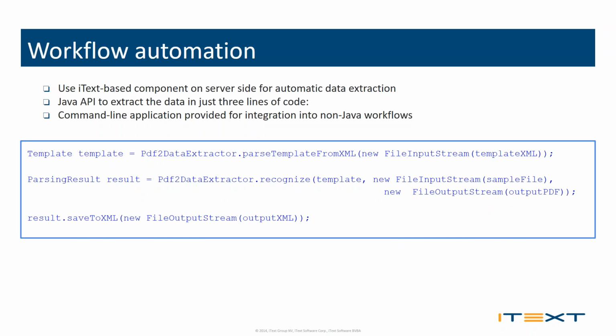When it comes to further integration, it's really three lines of Java code which say that you want to use a certain template for recognition. You want to recognize a PDF document against this template, and you want to, for example, save the result as an XML document. Or, if you want, you can analyze this result directly in Java code and send it further on in your workflow system.